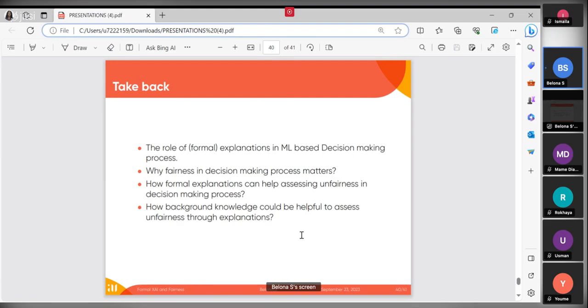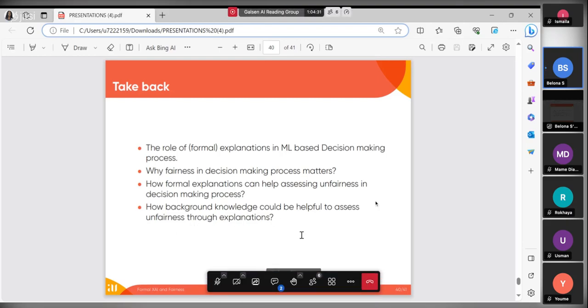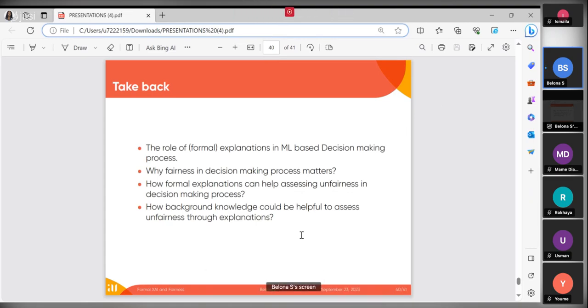And finally, background knowledge could be helpful to assess unfairness through explanation. This is, let's say, a good trade-off between just identifying the protected variable and actually eliminating any source of discrimination through the protected variable and its proxy in the decision making process.